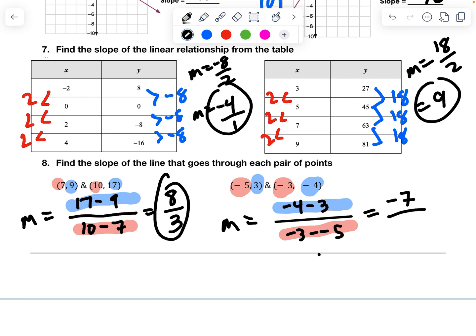Here, remember, this turns into addition. Two minuses is really addition. So negative 3 plus 5 would be 2. If you didn't understand that, go to your calculator.